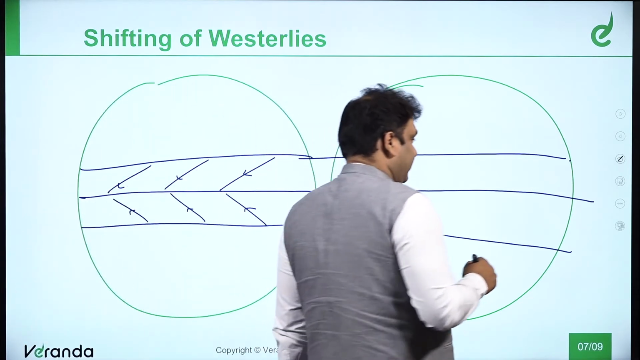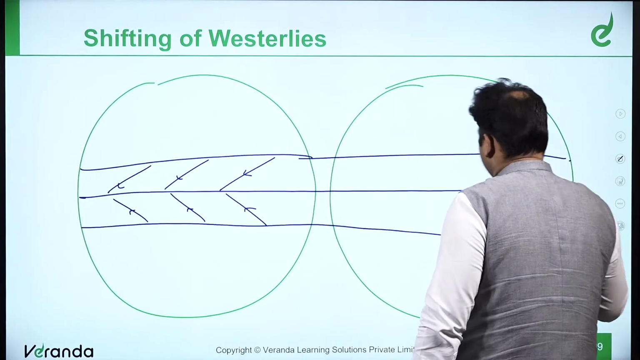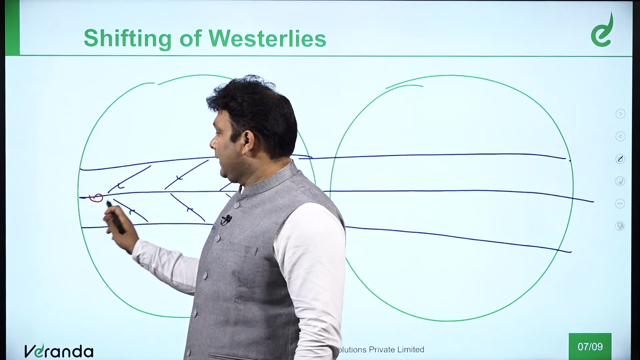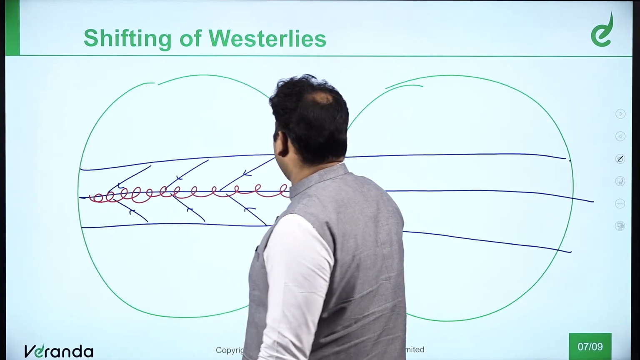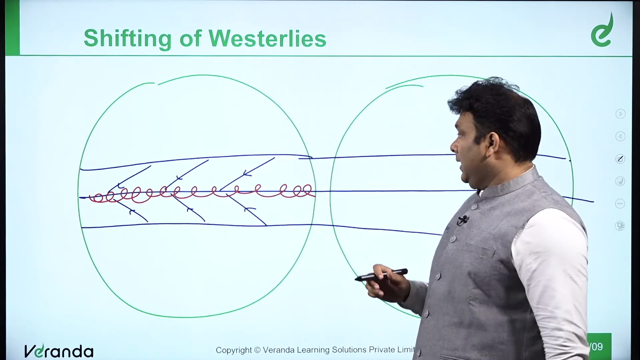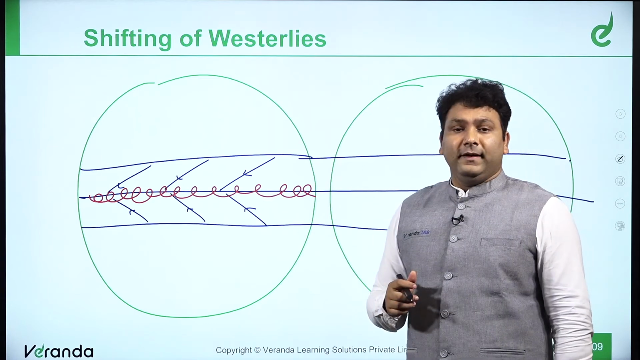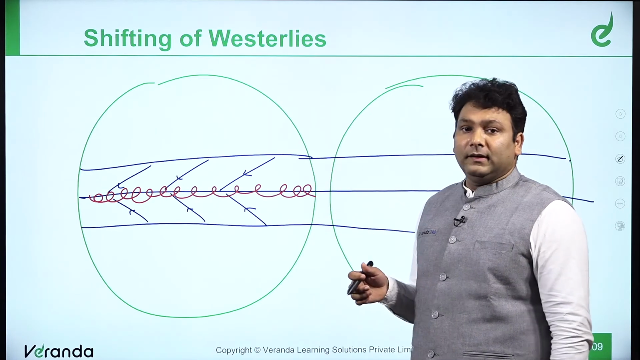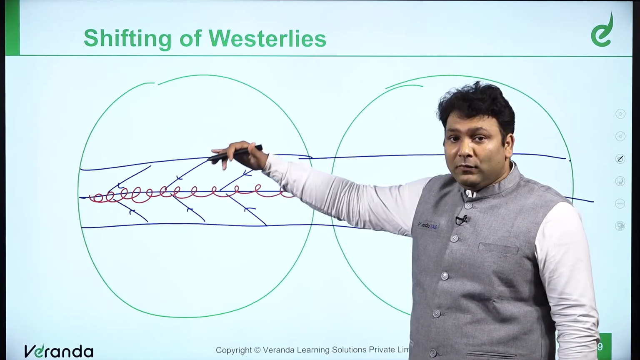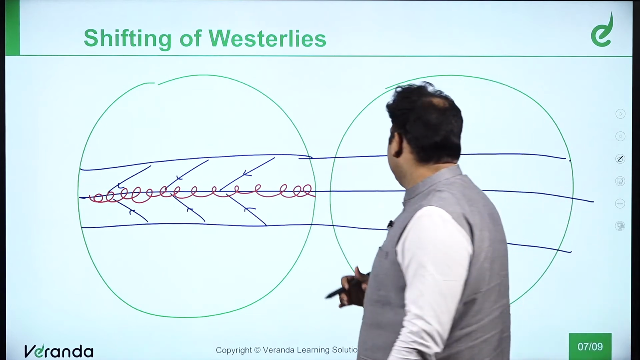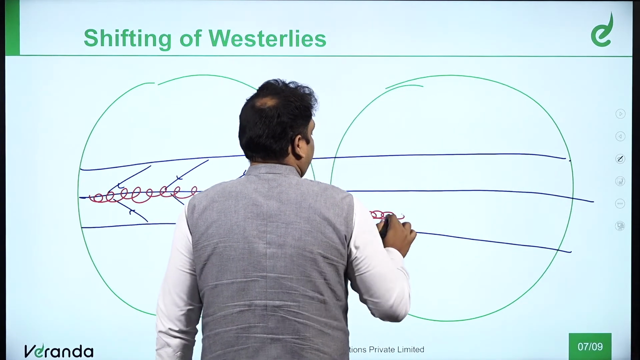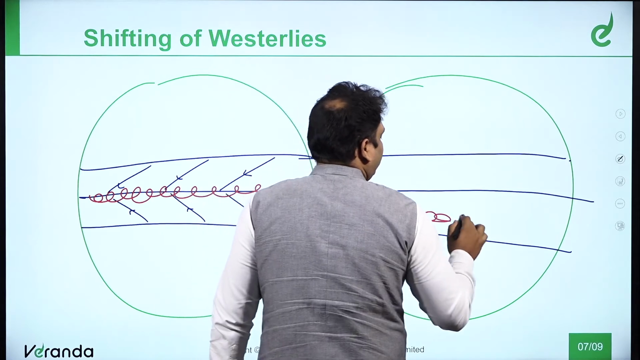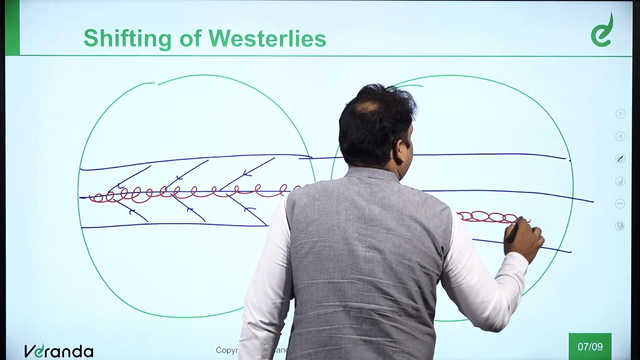Because here the ITCZ is located over the equator. So this is the ITCZ, this is the equinox. Now, let us assume the winters in the northern hemisphere. That means the ITCZ is moving into the southern hemisphere. Now, this is the new ITCZ. It is moving about 20 degrees in the southern hemisphere.